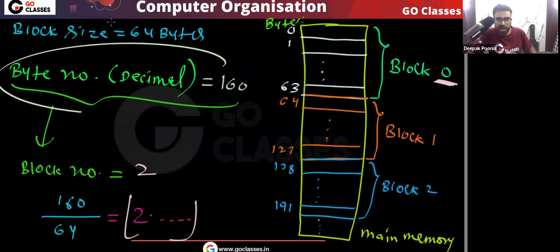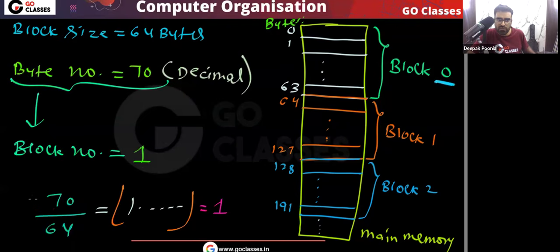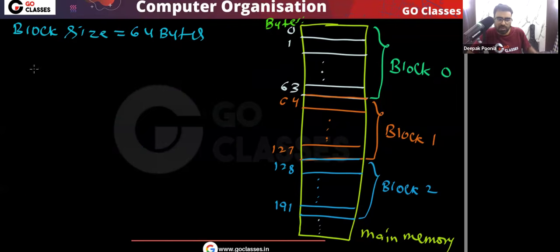So remember, if the byte number is given to you in decimal, then to find the block number to which it will belong, we need to divide by 64 and then we need to take a floor. We need to take a floor. I hope you understood this point. So very simple, this is the conclusion. Let me write it here.